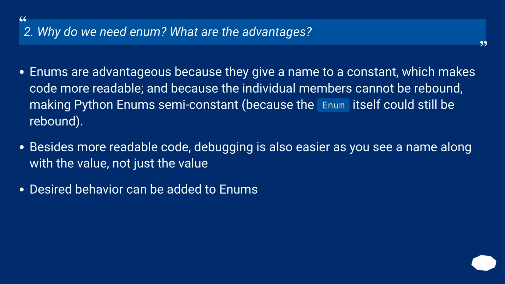Two. Why do we need enum? What are the advantages? Enums are advantageous because they give a name to a constant, which makes code more readable, and because the individual members cannot be rebound, making Python enum semi-constant, because the enum itself could still be rebound. Besides more readable code, debugging is also easier as you see a name along with the value, not just the value. Desired behavior can be added to enums.